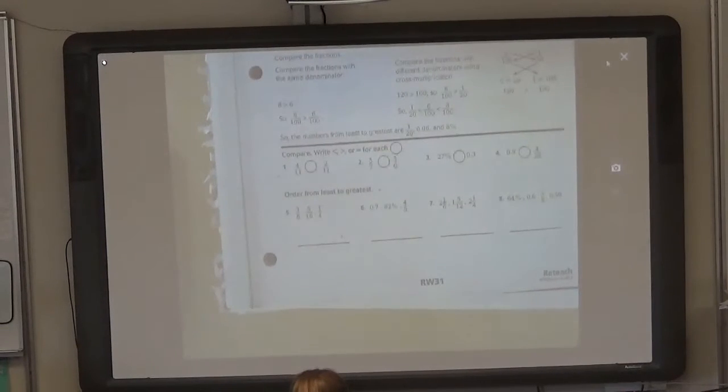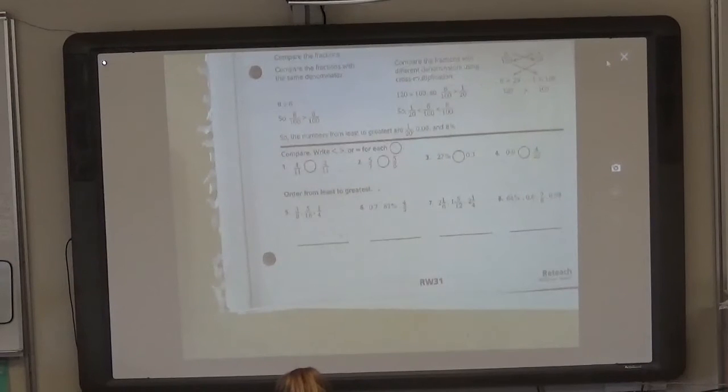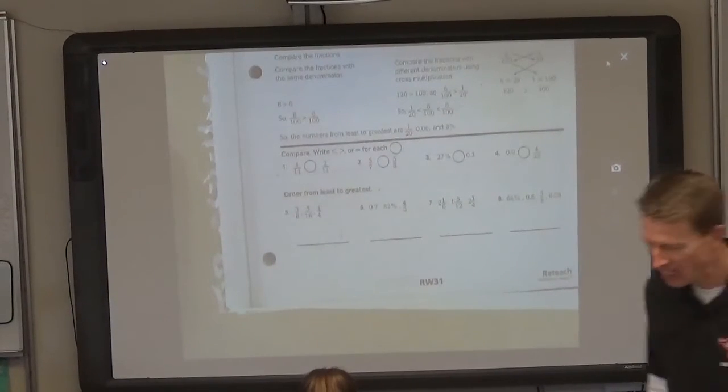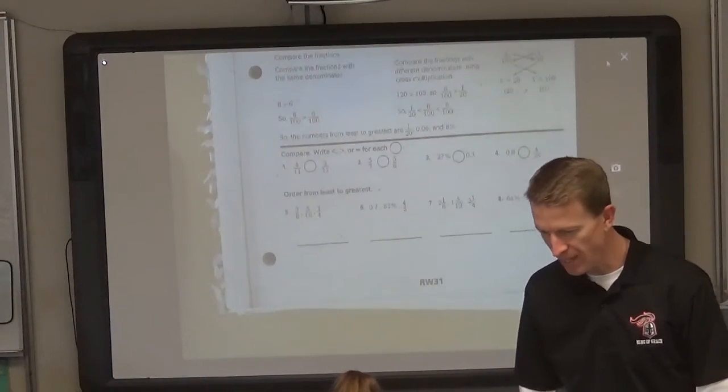Let's go back to do number 1. 4 11ths and 2 11ths. Can you compare these? And if so, why? Why can you just look at these and compare them? What do they have?